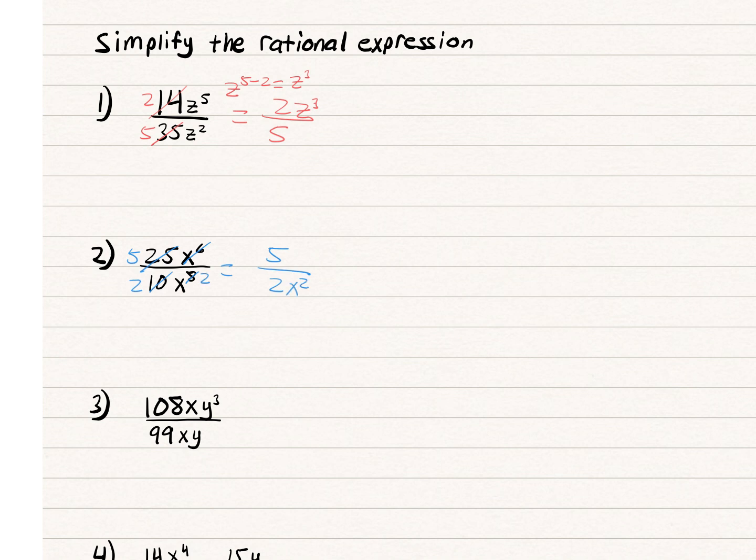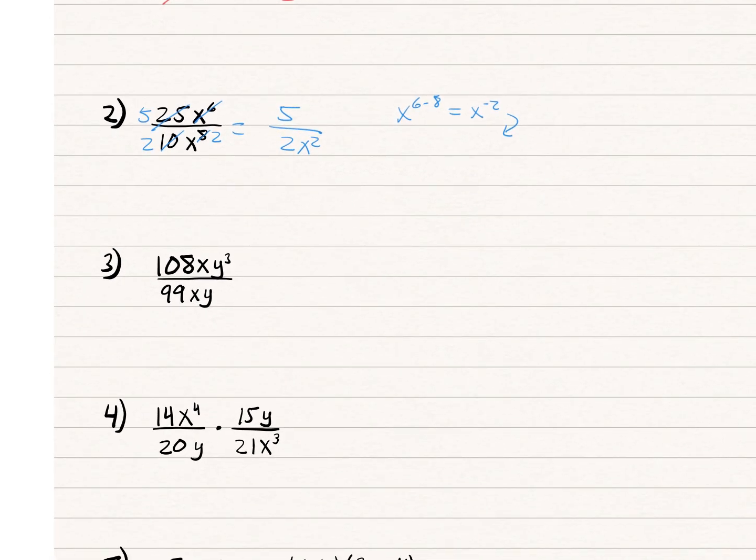And then again, you could have also done x to the 6 minus 8 and have done x to the negative 2 and then just move it to the bottom, if you're comfortable doing it that way. Either way is correct.